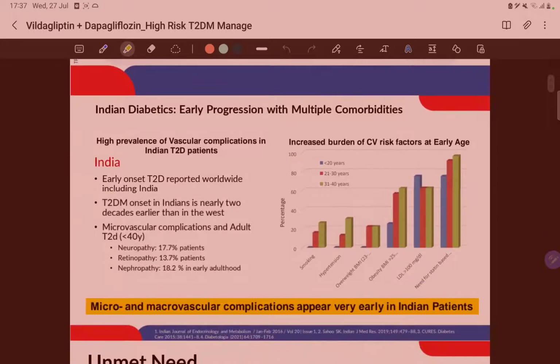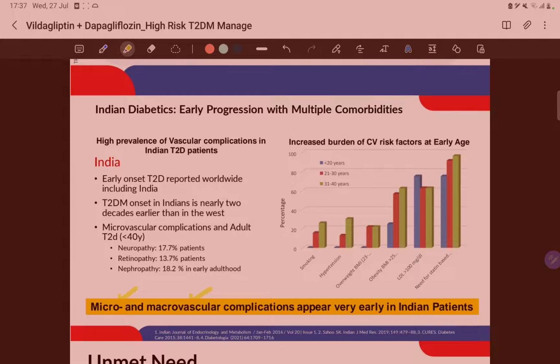Let's discuss this topic: DPP4 inhibitors and SGLT2 inhibitors combination approach for type 2 diabetes management in high cardiovascular risk population. Indian diabetes, as you know, appears about two decades earlier, because we are very prone to it, right? So even the micro and macrovascular complications appear very early in Indian patients, right?